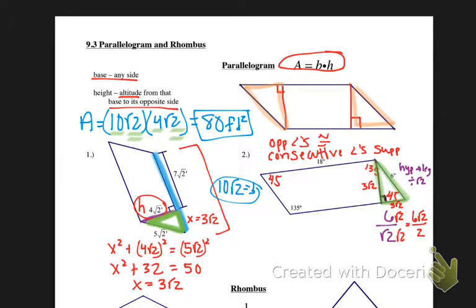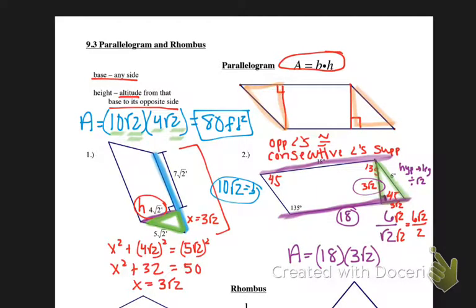So since this is a 45, 45, 90, both of the legs are the same. So now we just figured out that the height is 3 root 2, and the base has to form a right angle with the height. And we were already told that these two sides are 18. So our base is 18. Our height is 3 root 2. Base times height is 54 root 2 square inches.